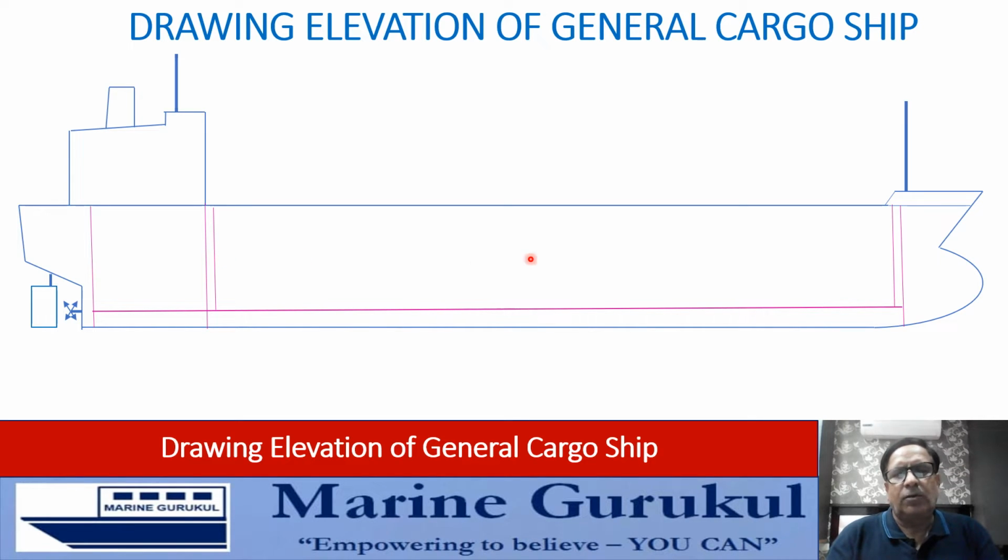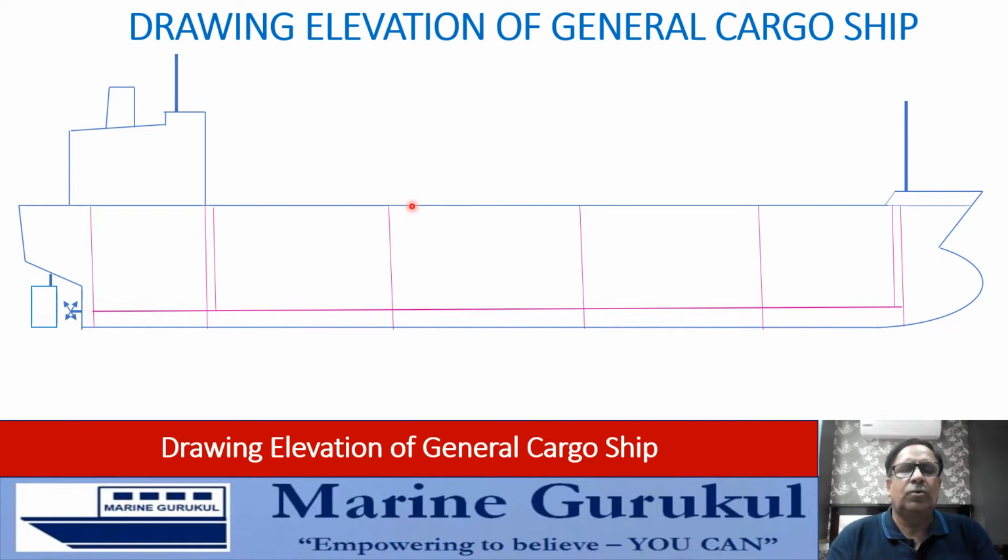Then this is now the space left for carrying the cargo. And this can be divided into smaller compartments called cargo holds, depending on the requirement, by transverse bulkheads. So we can have the transverse bulkheads dividing them into smaller compartments. In this case, we have divided this space into 4 cargo holds.